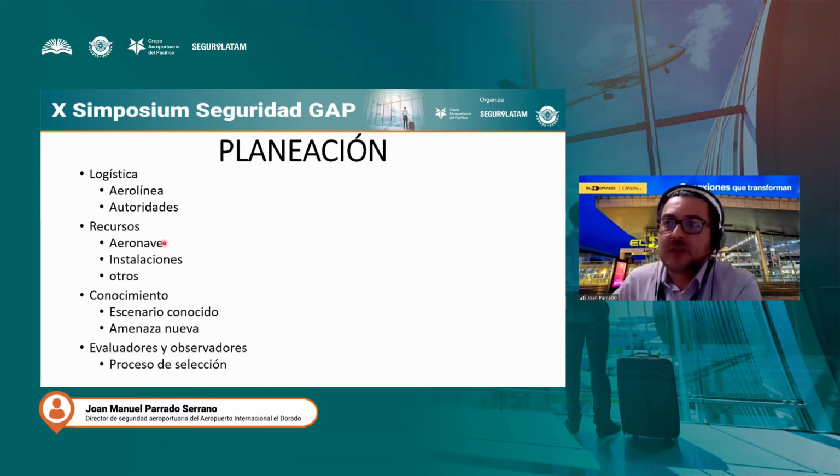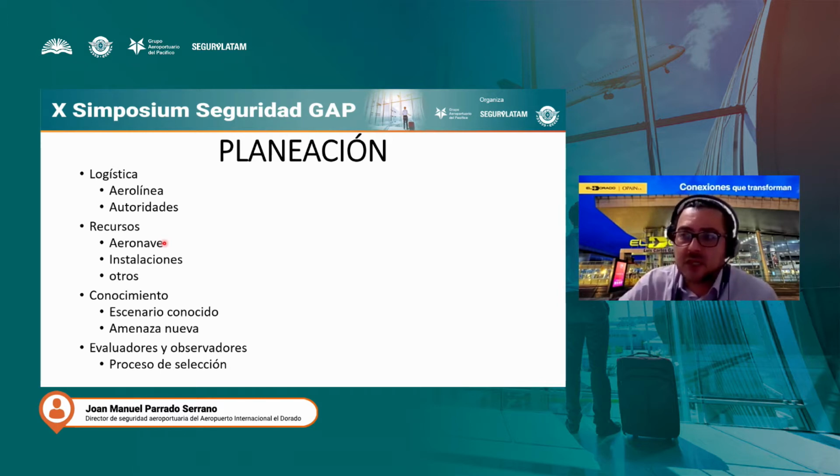This is the second one, where we basically include the airlines and the authorities. We validate again what are the capacities that we need for this contingency exercise. Then we review the resources that we need in case it is going to be an exercise where we involve an aircraft or facilities or others. Sometimes from the airport itself, we try to test the impact on certain facilities of the airport, and you first need to validate these kinds of assets or resources, and they need to be included in the planning stage. Then we start to recognize all the information that we have, if it is a known scenario, if it's a new scenario.